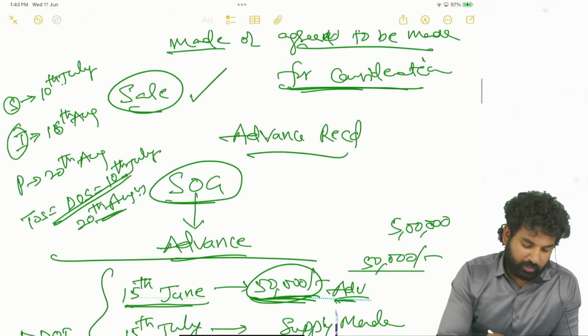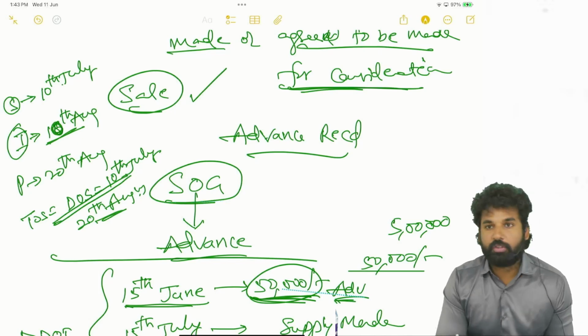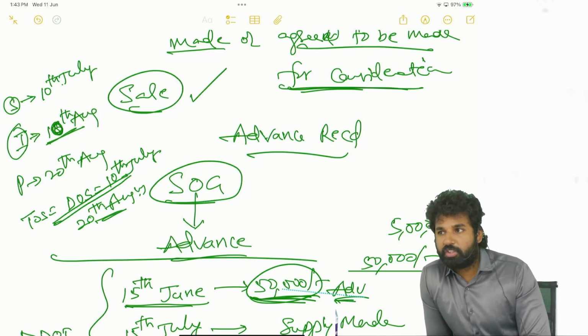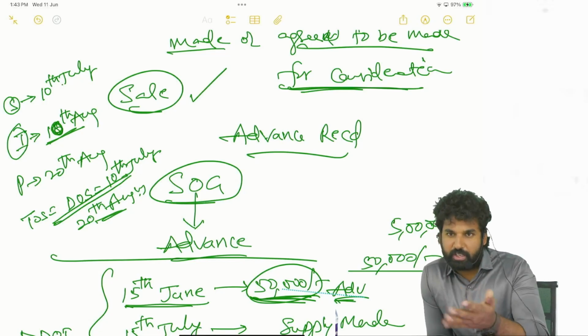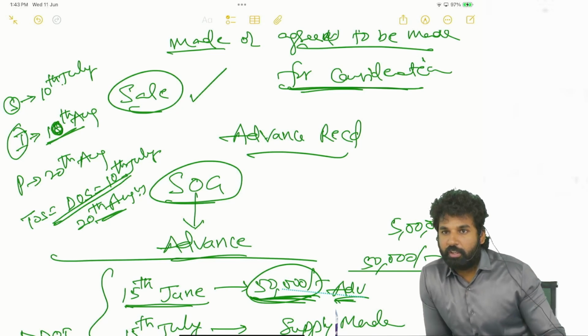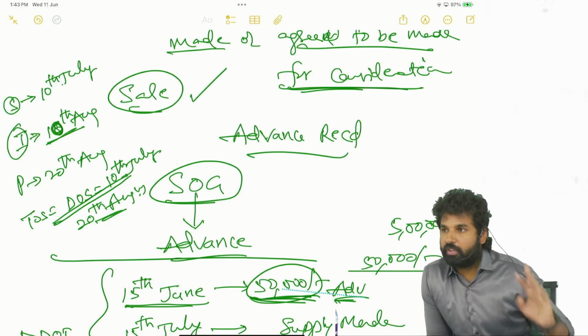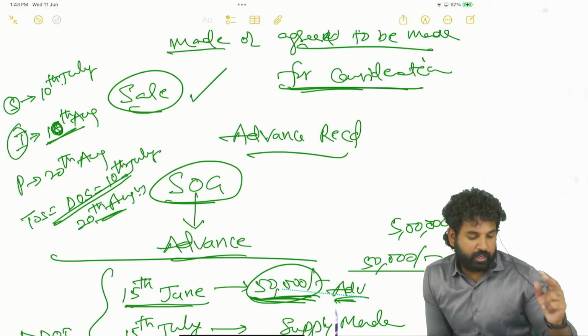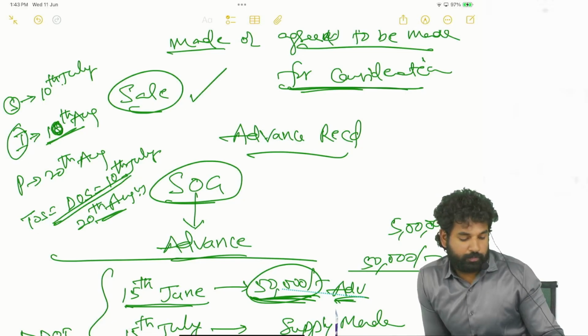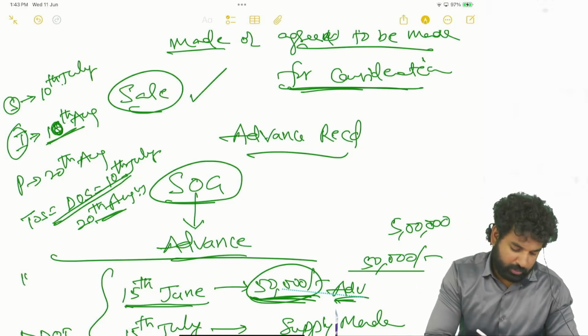Okay. So if the invoice is issued by 10th August, that means the invoice is issued within time, within 30 days. In such cases, what is the provision? Date of invoice or date of payment, whichever is earlier. So what is the date of invoice? 10th August. 10th August or date of payment, whichever is earlier. 10th August will be the time of supply.